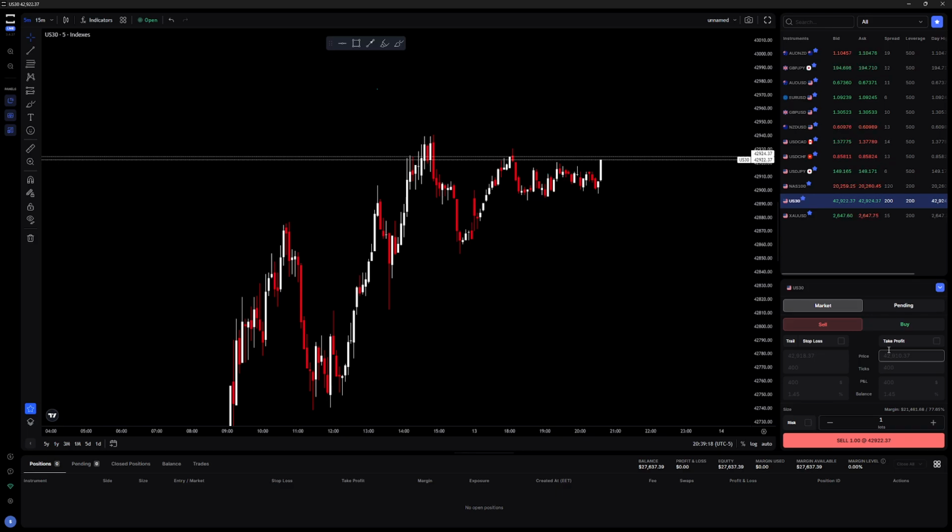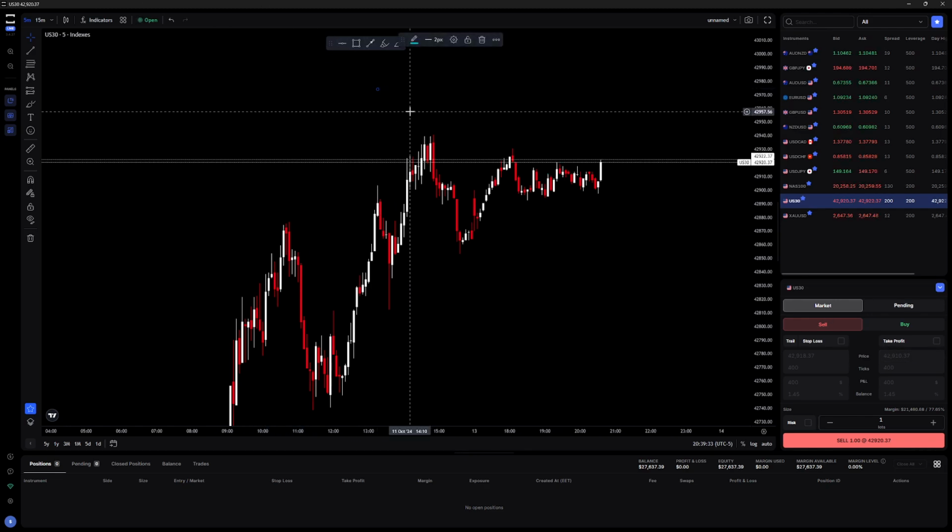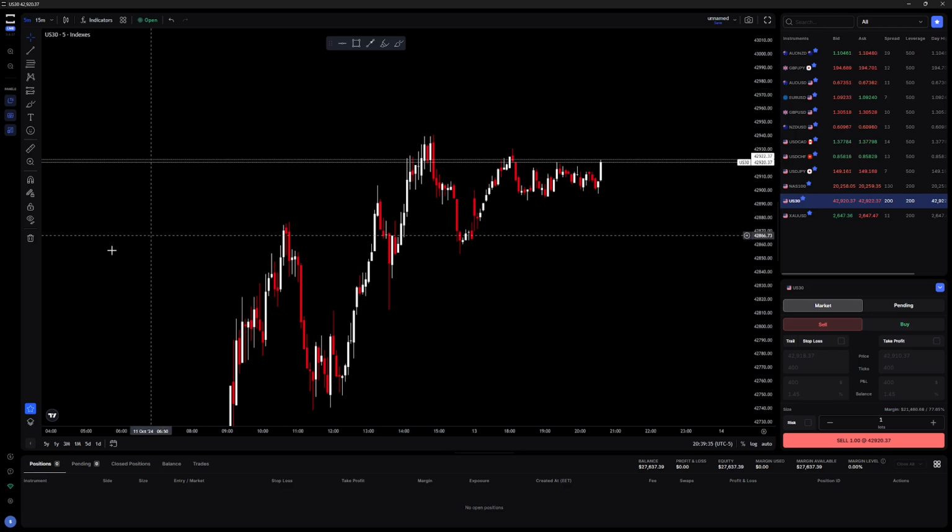Now, the biggest thing with traders is they don't know how much size to take, right? Depending on your account size, they don't know how much size they should take, where their stop loss should be, where their take profit should be. Ultimately, you want to learn how to use this platform first before taking real trades.